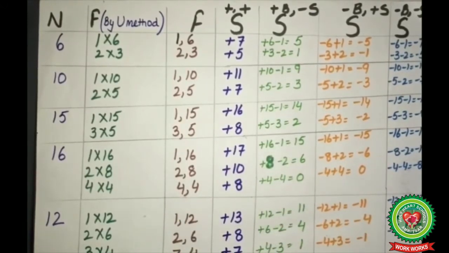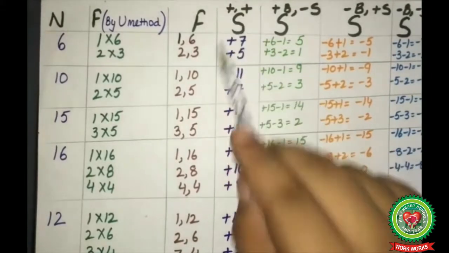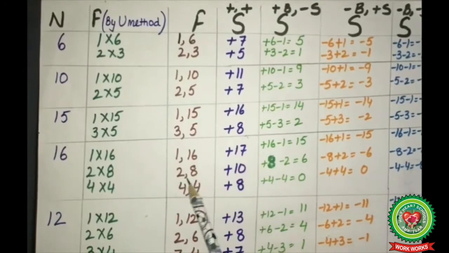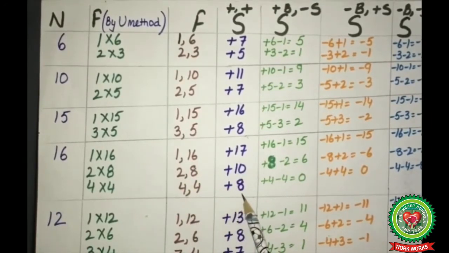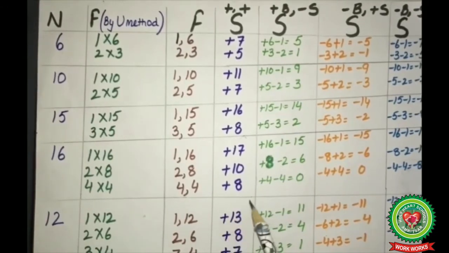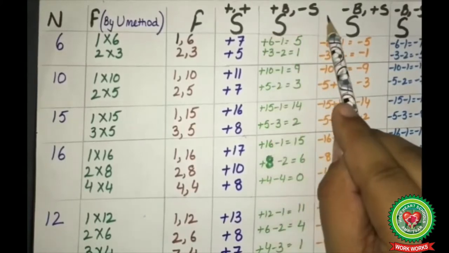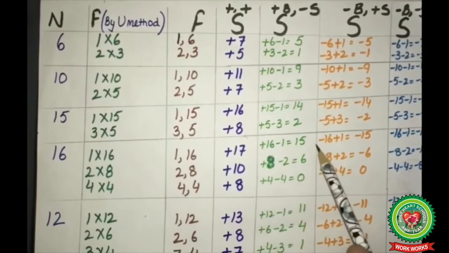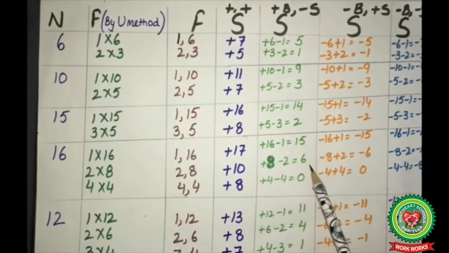Now again we have written the sum of these factors in the different cases. In the first case, when both the factors are with the plus sign, the sum of 1 and 16 will come out to be 17, 2 and 8 will come out to be 10, and 4 and 4 will come out to be plus 8. In the second case, when the bigger factor is having a plus sign and the smaller factor is having a minus sign, the sum of these numbers will come out to be 15, 6 and 0.